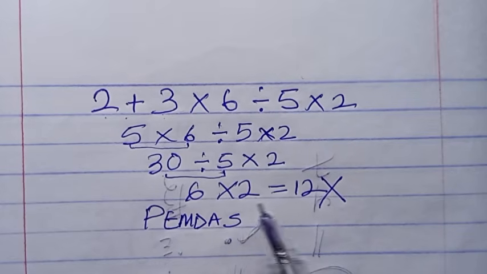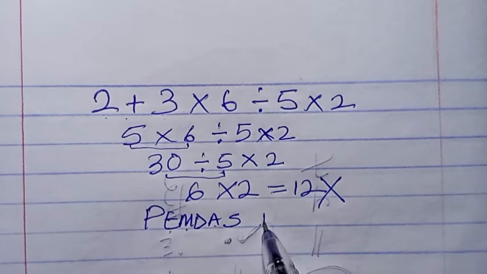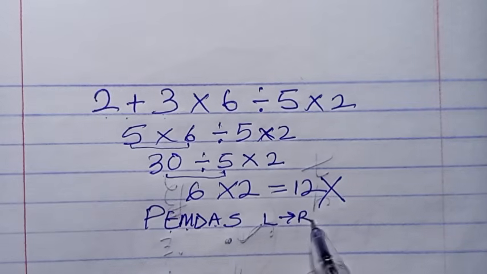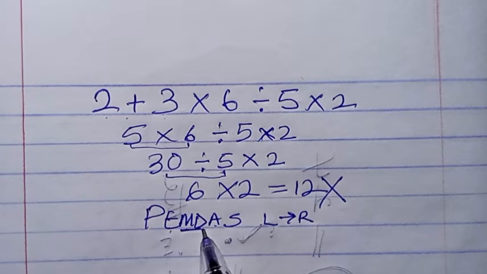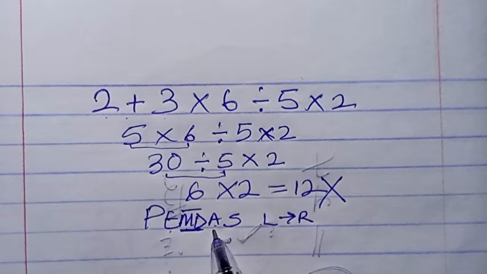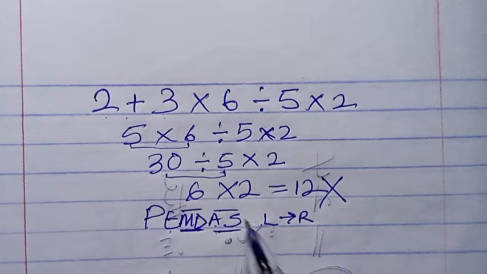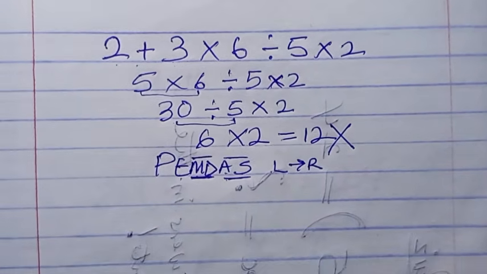PEMDAS, you have to solve for parentheses, exponent, multiplication, division, addition, and subtraction. And this rule states that you have to solve from left to right. Okay, so now multiplication and division have equal priority, same as addition and subtraction. So you are solving from left to right.